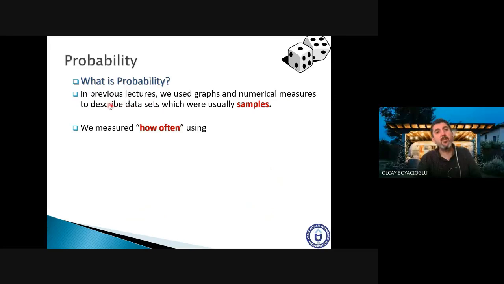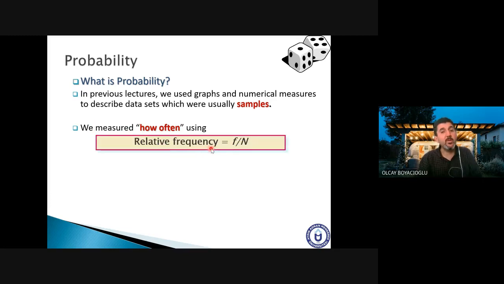So what is probability? Again, in previous lectures, we used graphs and numerical measures to describe data sets, which were usually samples. We measured how often using the relative frequency. For example, how often would we get a 6 after throwing a die, right? Mesela biz zarı attıktan sonra hangi sıklıkla 6 gelir düşündüğünüzde, this is called relative frequency, and then the answer would be 1/6, correct? Because frequency over the total number of outcomes.